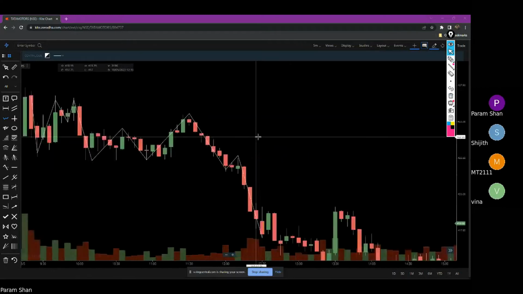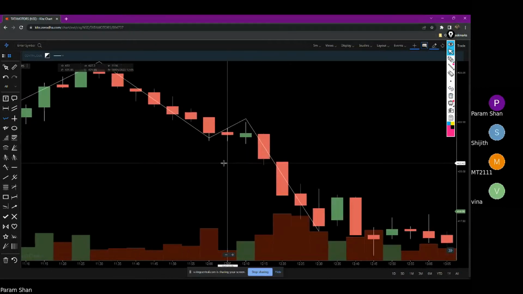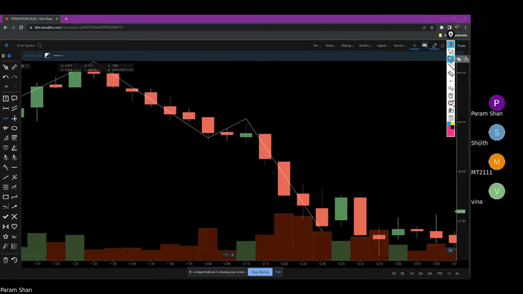So let me zoom out further. You can have a better understanding of what this candle is telling you. So we know this is a downtrend, correct?